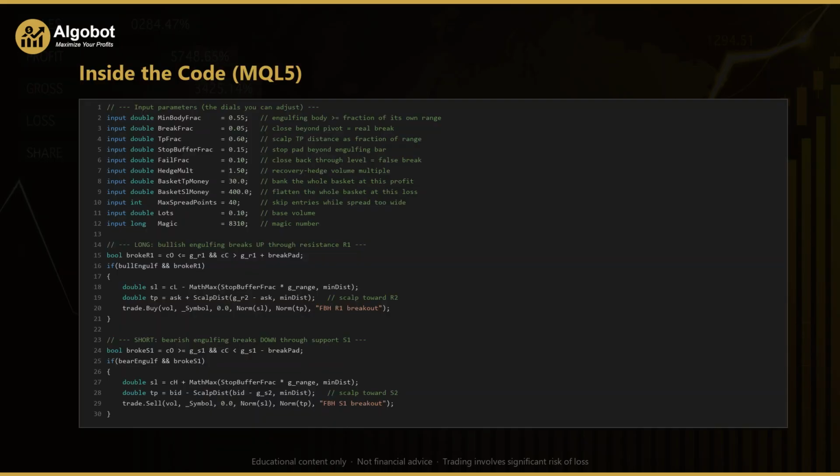Let's look at the actual MetaTrader 5 code driving this. At the top, we have the input parameters, the dials you can adjust before running the EA.